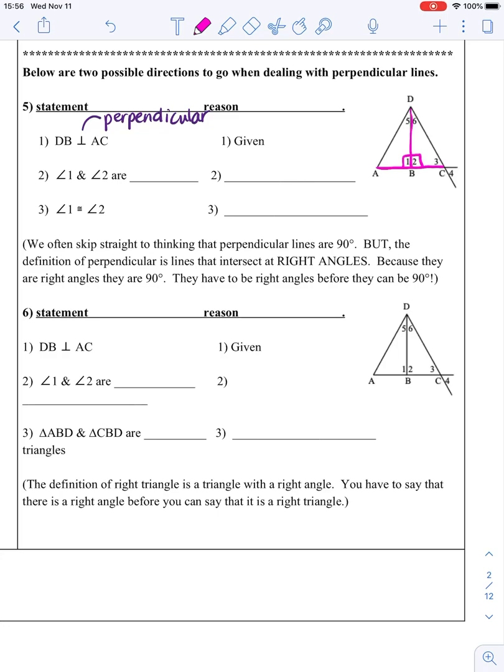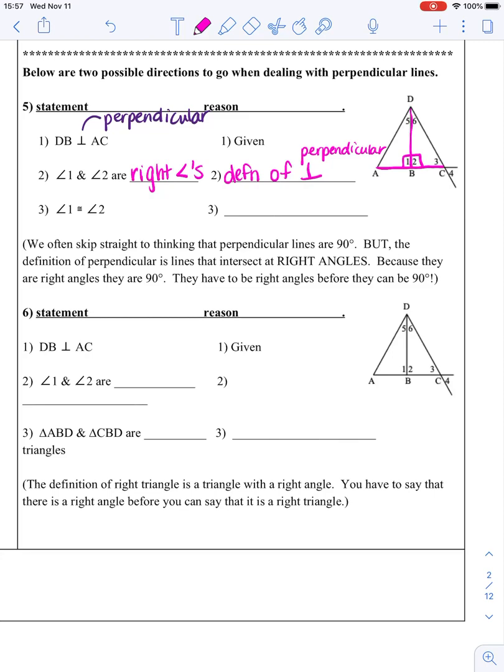We've been told that. So what that means is that angle 1 and angle 2 are right angles. Now, the reason we know that is because that's what perpendicular means. Perpendicular lines are lines that intersect at right angles. So definition of, and you can do the symbol for perpendicular as long as you remember what that means. Okay, definition of perpendicular. Perpendicular means two lines that intersect at right angles. So I can say that they are right angles.